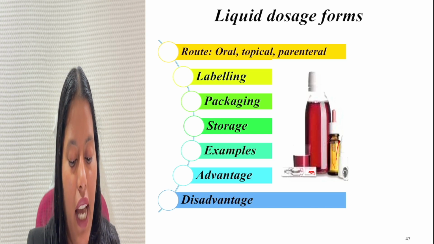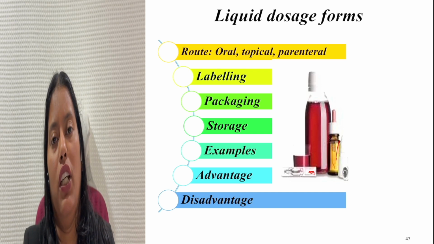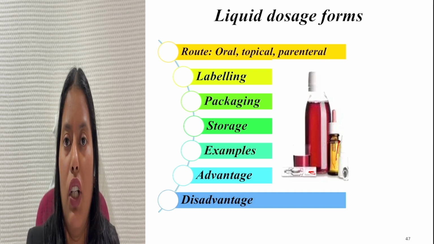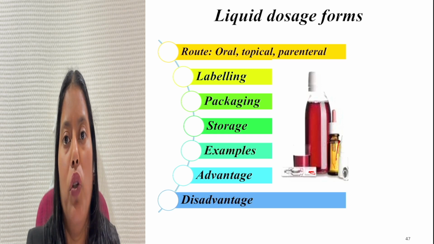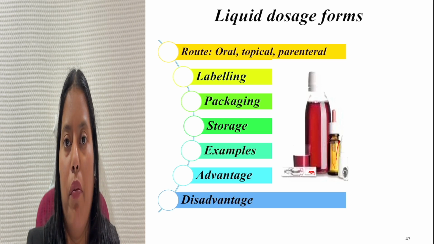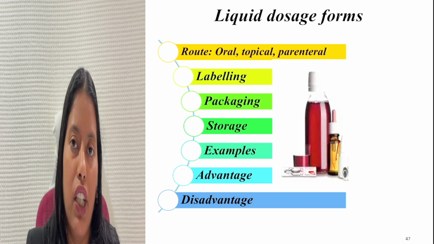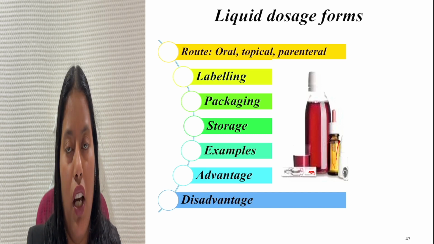Then you have labeling directions. If it is an oral formulation or for internal use, you have to label the content of added drug in the formulation. You have to write the total content of the formulation and the dose in each 5 ml or 1 ml. If you have added any preservative, coloring agent, or flavoring agent, you have to mention those. For alcohol content, you have to mention the alcohol content.